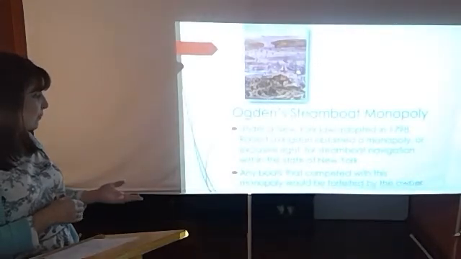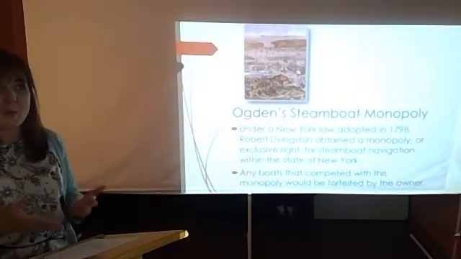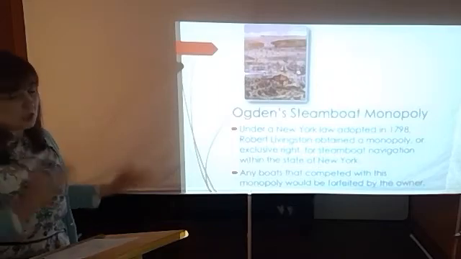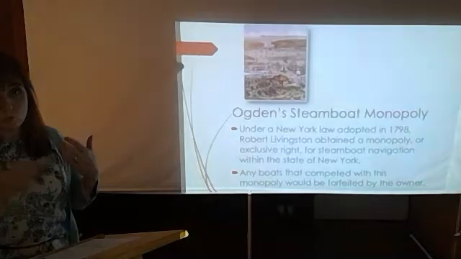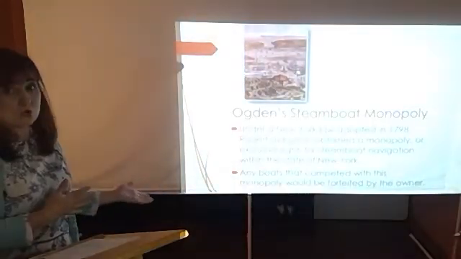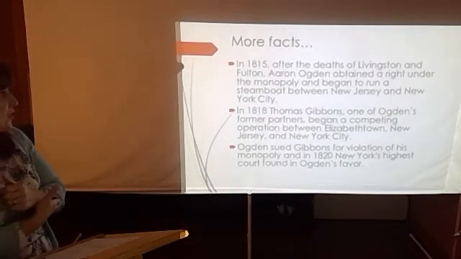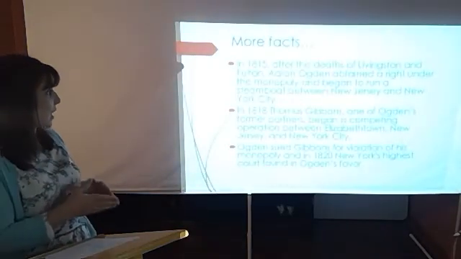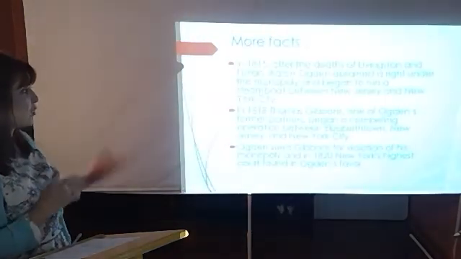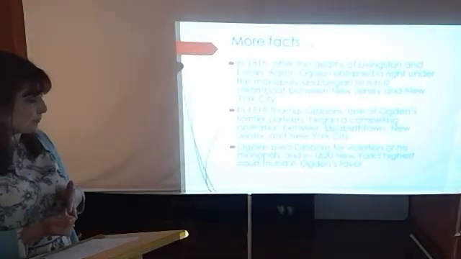Any boats that competed with the monopoly were to be forfeited by the owner. So if you were operating a steamboat and you were not part of Robert Livingston's group, your boat was going to go to Robert Livingston. You gave up ownership of your boat. In 1815, after the deaths of Livingston and Fulton, Aaron Ogden obtained a right under the monopoly and began to run a steamboat between New Jersey and New York City.